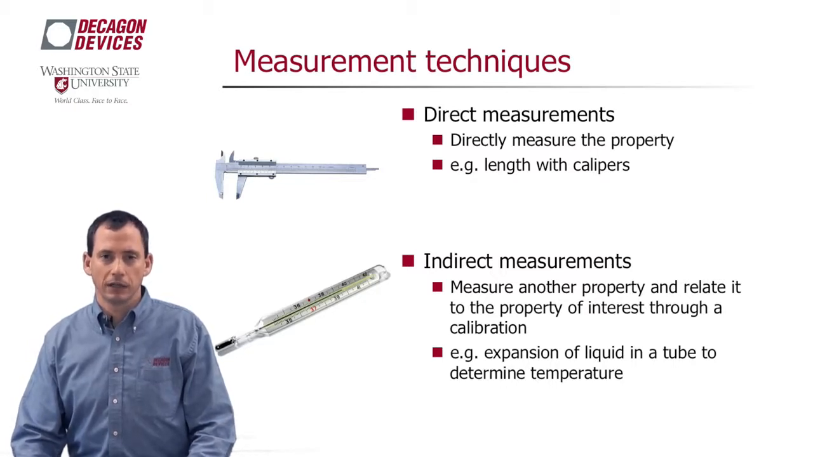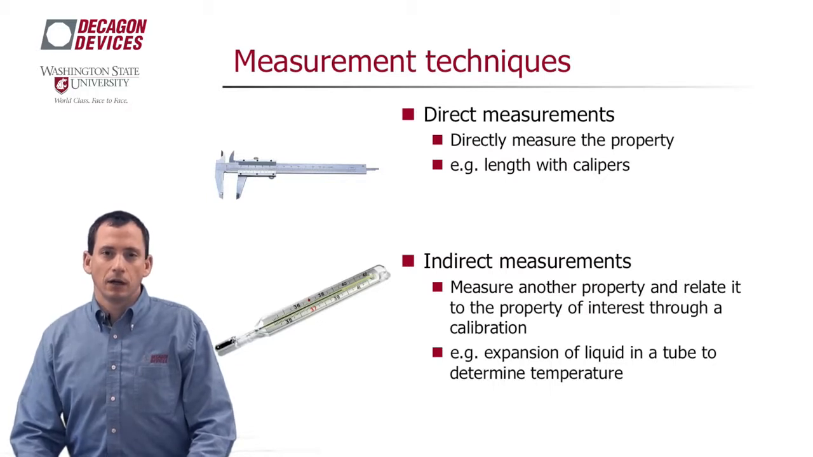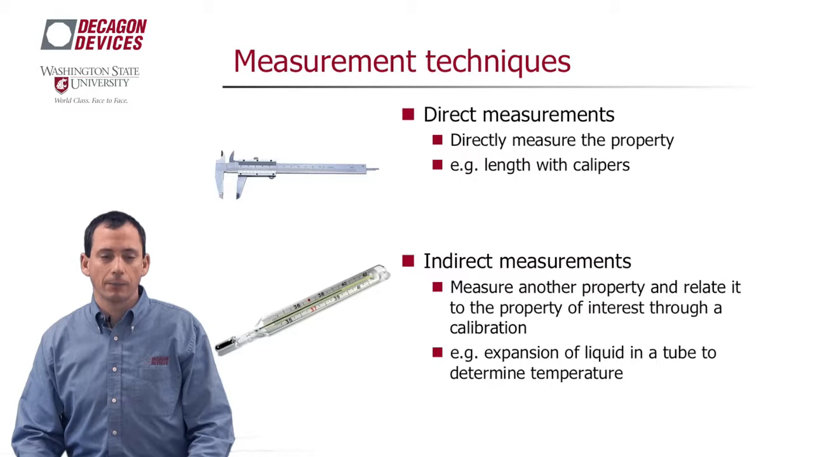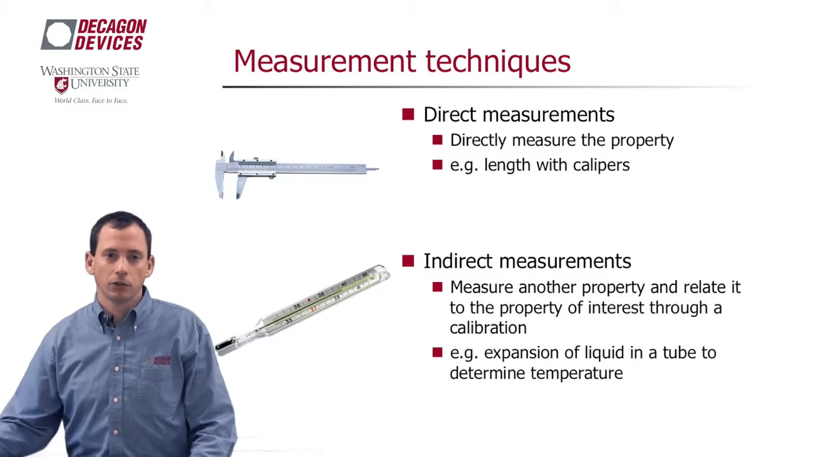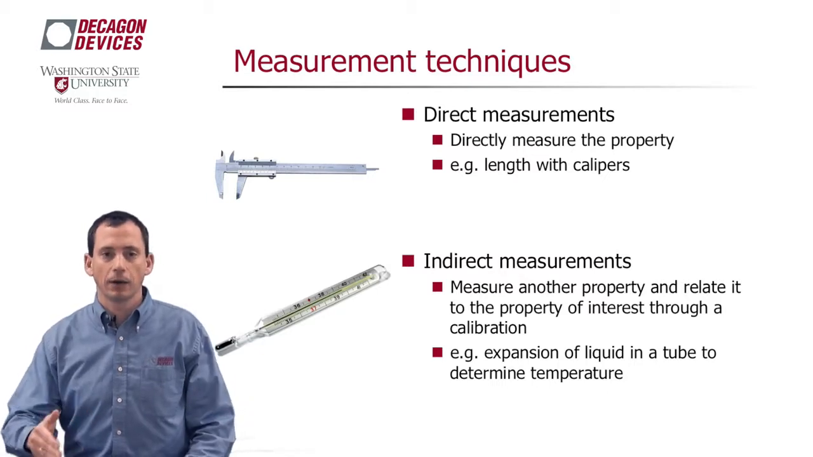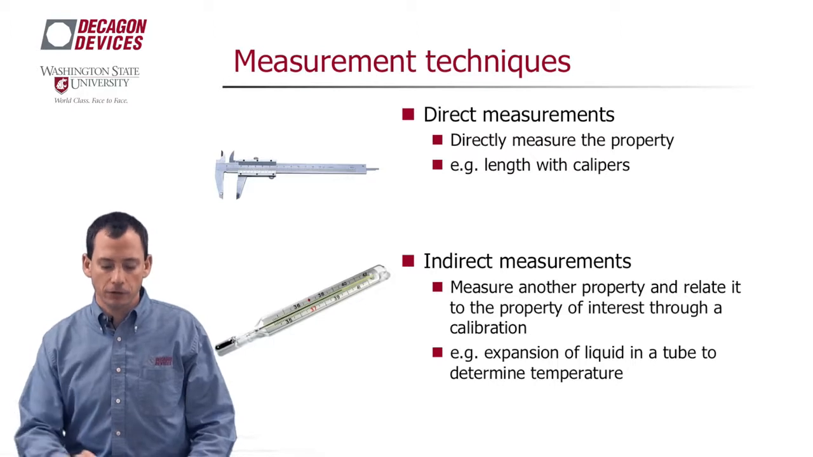So with the indirect technique, an example of this would be a mercury or alcohol thermometer, where we are actually just measuring the expansion of the alcohol or mercury in the thermometer and using some calibrated markings on that thermometer to relate that expansion to the temperature of the mercury or alcohol. And so often we need to make that indirect measurement, and those can be done well, but they have to be calibrated back to the direct measurement.